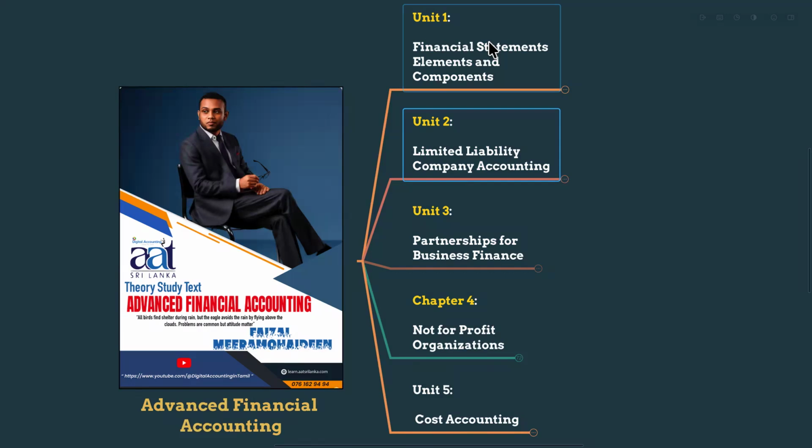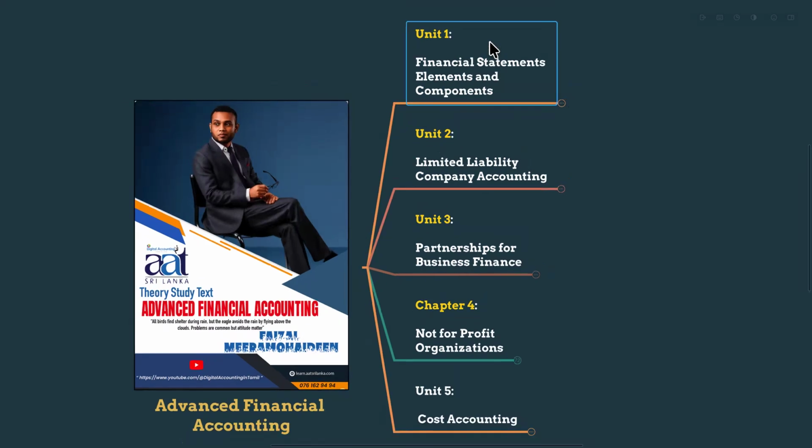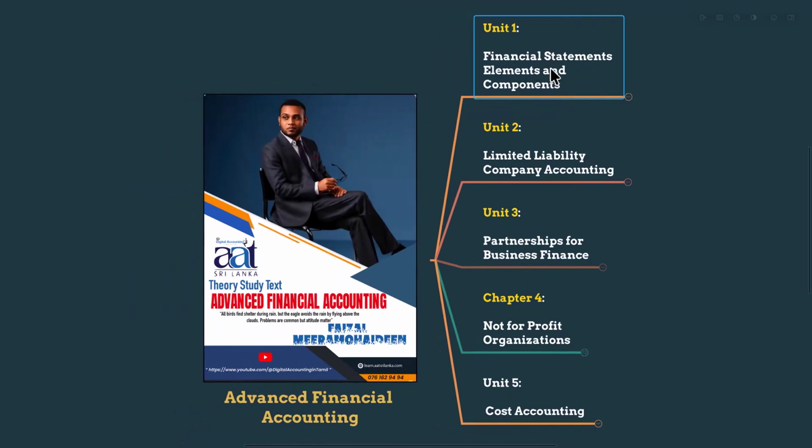We are actually in advanced financial accounting, and let's start with chapter one. As all of you know, chapter one is financial statements, elements and components. After that, we study limited liability company accounting. Chapter three is all about partnership for business finance, so we will study partnership accounting. Chapter four is all about not for profit organizations, and chapter five is about cost accounting. So these are the entire units you are having.